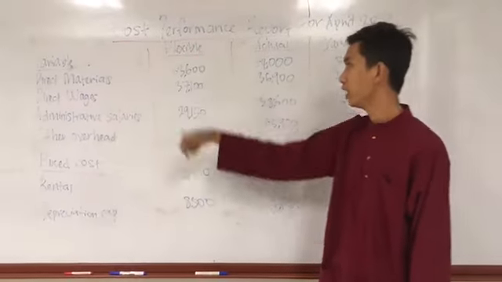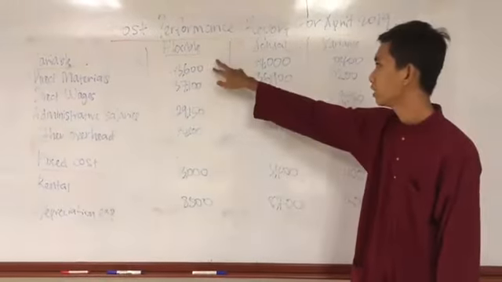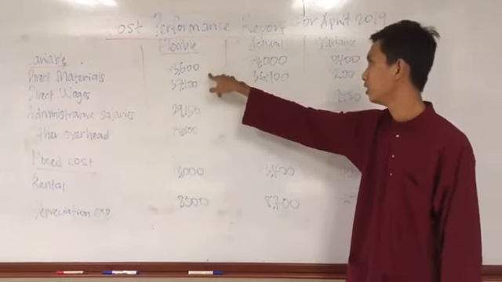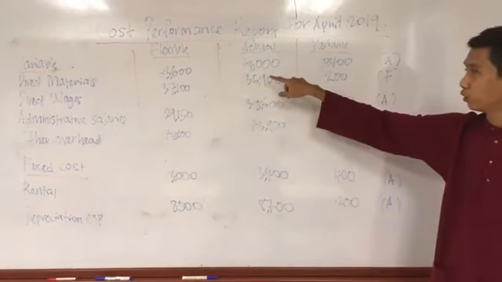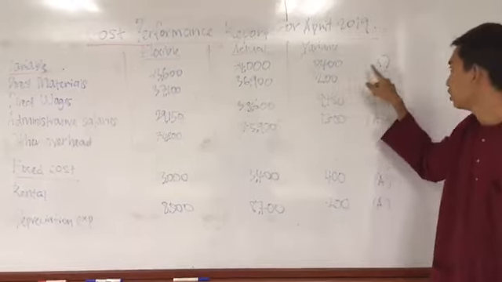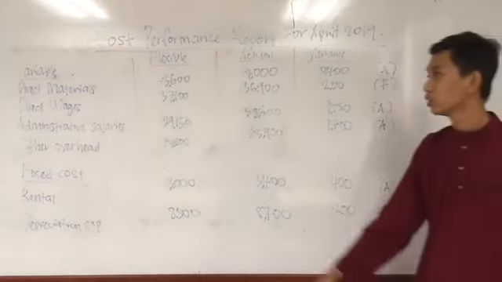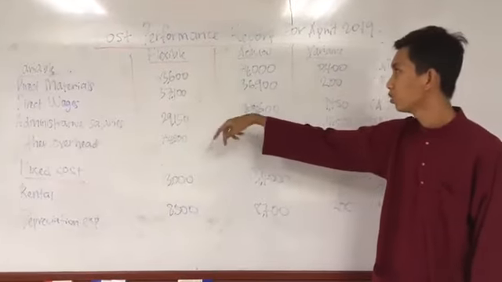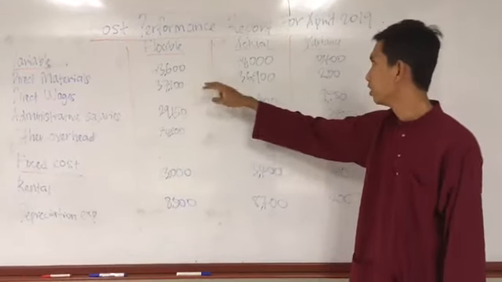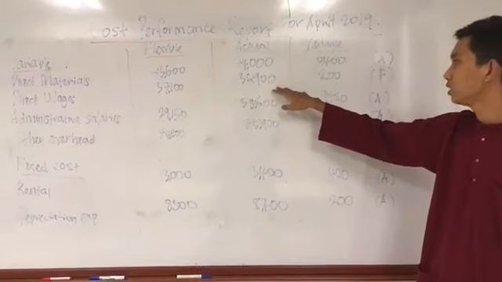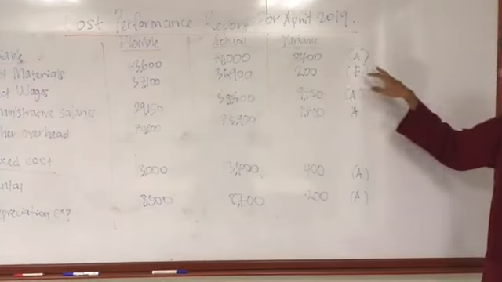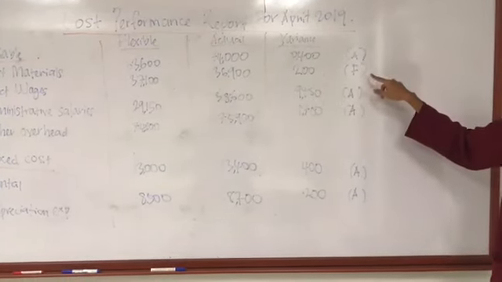The first is direct materials. The flexible amount for the direct materials is 63,600, the actual is 74,000, and the variance is 10,400, which means this is an adverse amount. The second is direct wages. The flexible amount for direct wages is 37,100, the actual is 36,900, and the variance is 200, which means this is a favorable amount.